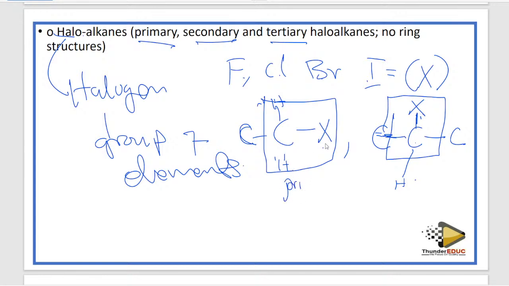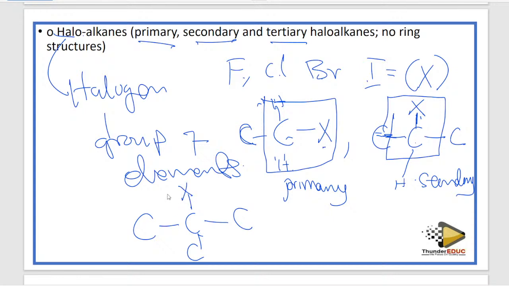Why do we say haloalkane? Because it is an alkane with a halogen, hence haloalkane. So we shall call this one primary. We shall call this one secondary. While tertiary will have to be like this. Still the other one, but now the X is there. So it means that this carbon atom with the X is bonded to 3 of them, meaning that I'm on the 3rd level. Sometimes we call this primary, secondary, and then tertiary. But in the exam, say primary like that, secondary like that, and then tertiary, the way we write it, tertiary haloalkanes.